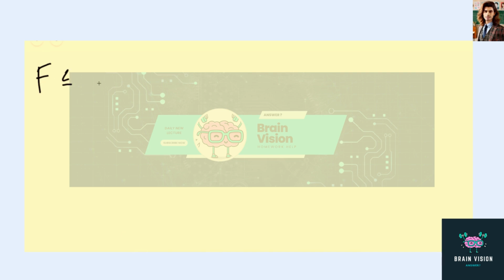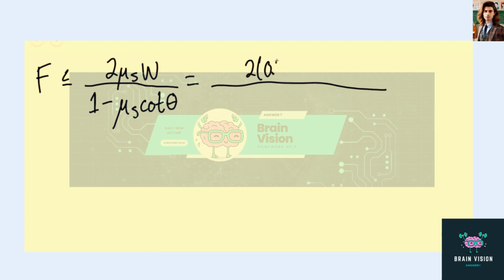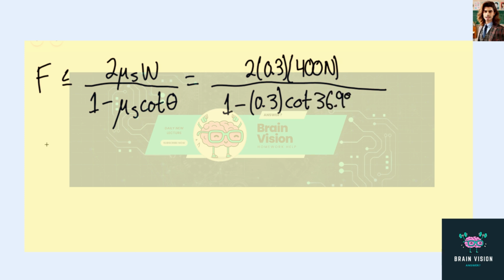is going to be less than or equal to 2 times mu sub S times the weight times 1 minus mu sub S cotangent of theta. So this is going to be equal to 2 times 0.3 times 400, and then divided by 1 minus 0.3 times cotangent of 36.9 degrees, and F has to be less than or equal to 399.7 newtons. This is for the lever arm.